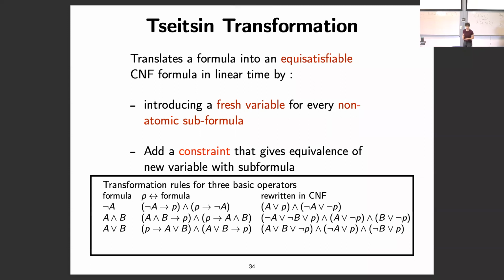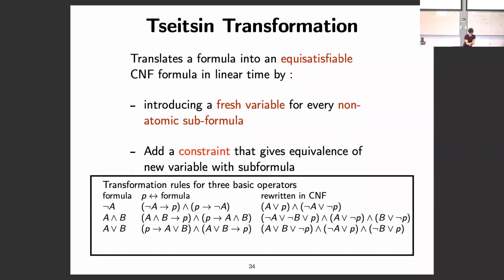So if I was to do this by hand, I would make sure I had these transformation rules for some basic operators available. What these transformation rules say is that P is the variables you're introducing. So if you had the subformula not A and you introduce P, you want to introduce P that implies not A, you then want to rewrite the CNF, and the CNF is on the right hand side because you want everything to end up in CNF.